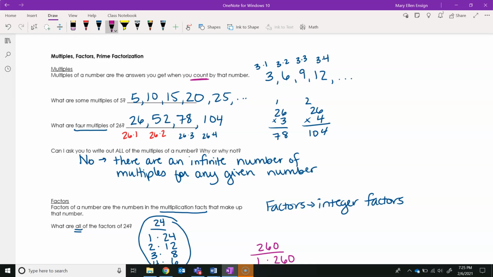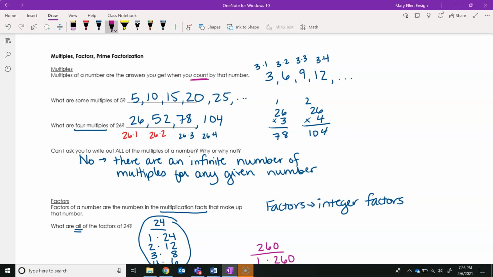So these are also called multiples because you're multiplying integers by them. So 3 times 1, 3 times 2, 3 times 3, 3 times 4. That's how you get these multiples. So we list some multiples of 5. We list some multiples of 26. It asks for 4 of them. So I just put the first 4, the smallest 4. It doesn't really matter which ones.